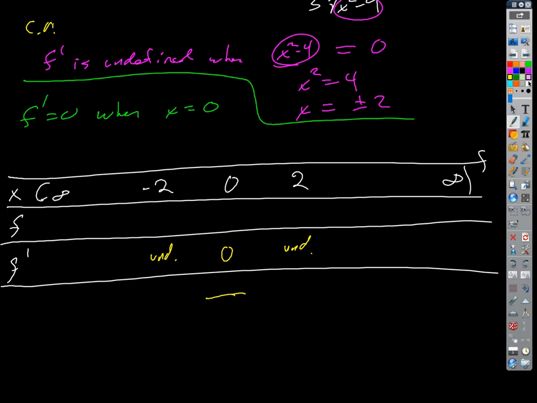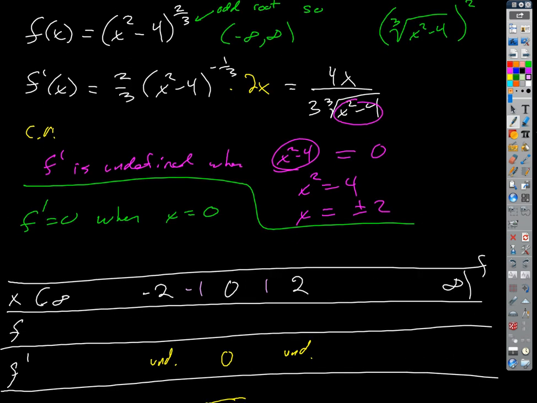That's the next step, isn't it? So pick test points. 1 and -1. Let's try those. So if we look up here at our derivative, when it's written in factored form, it's easy for us to calculate.